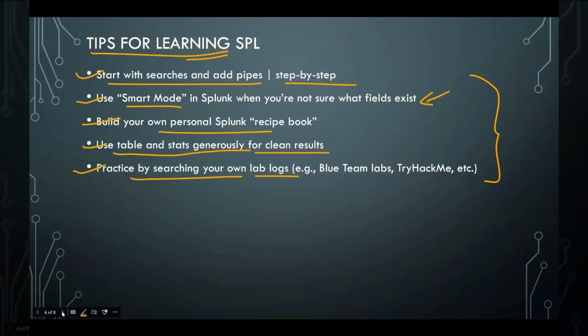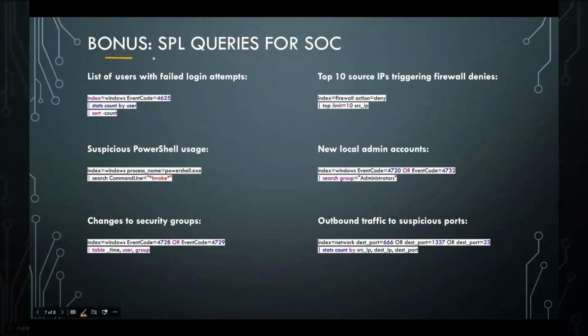All right, so let's jump into the bonus section, SPL queries for SOC. Here we have 10 practical SPL queries every SOC analyst should know. Number one, we have a list of the users with failed login attempts. We have already explained this query in our previous section, but yes, this is going to check the index windows and event code 4625 and stats count by user and then sort by count.